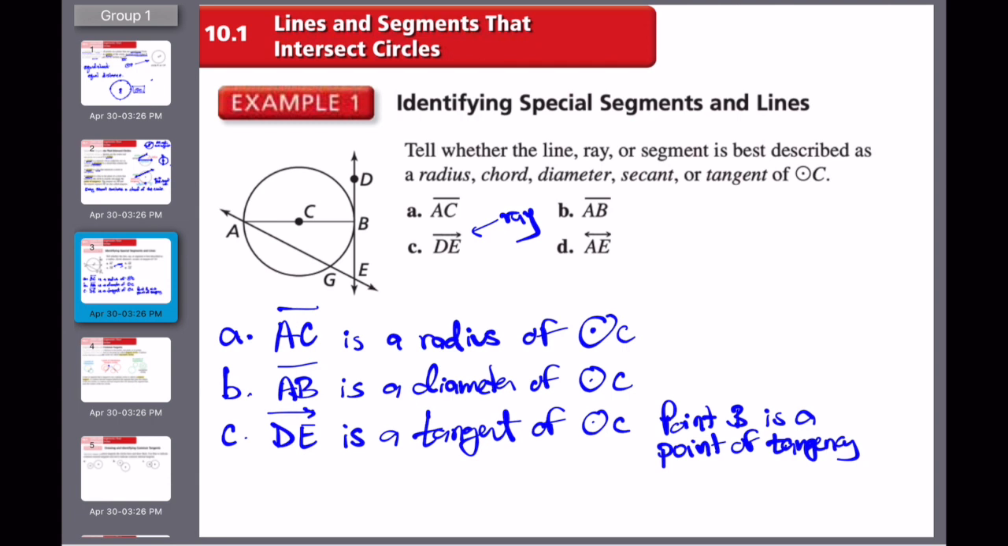And then finally, our last object is line AE. Notice it has the double arrowheads over the letters A and E. So when we look at line AE, we see that this line passes through the circle in two places, but it has arrowheads on both sides. We would call AE a secant of circle C.